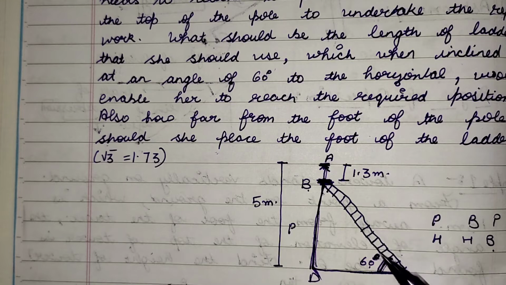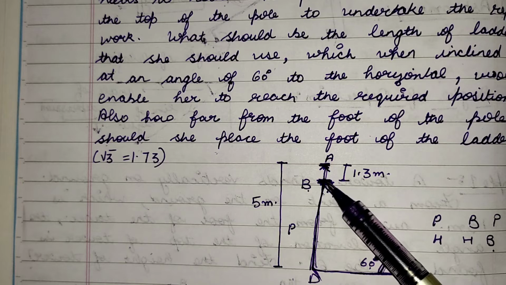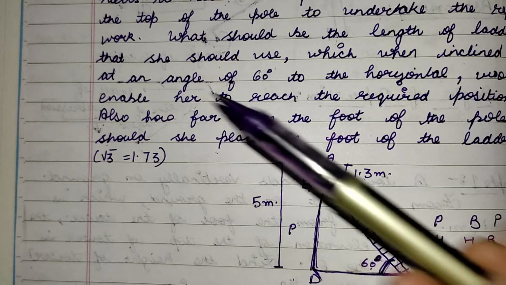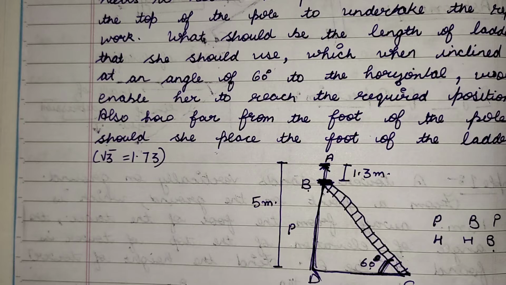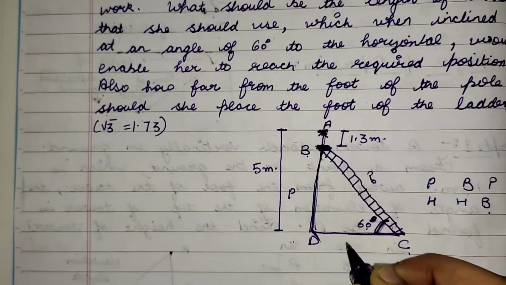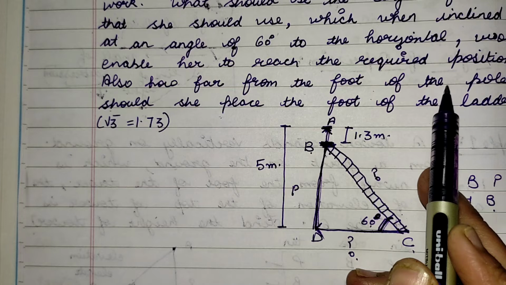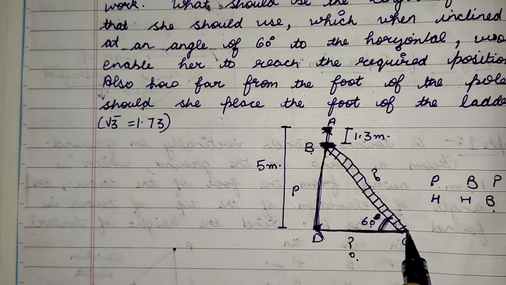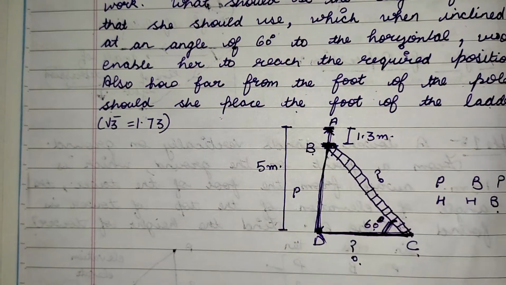So if this ladder is placed at an angle of 60 degree, she will reach this point B, which is 1.3 meter below the top of the tower. Also, how far from the foot of the pole should she place the foot of the ladder? You have to find this also. From the foot of the pole, this point D, how far should the ladder be placed so that she is able to reach the required position?